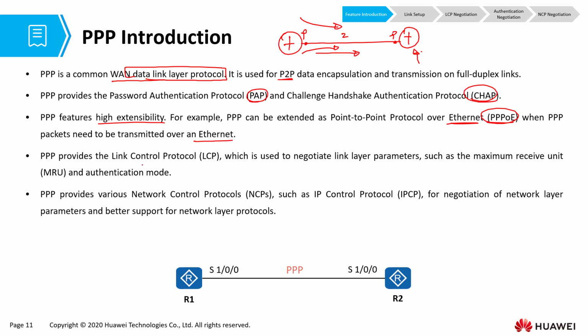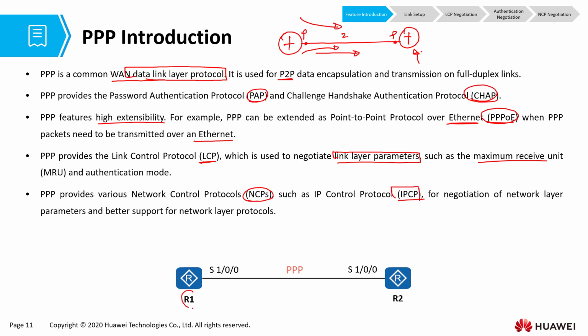Point-to-point protocol also provides LCP, or the link control protocol, which we use to negotiate link layer parameters. We're going to look at this process in a moment, such as the maximum receive unit and the authentication mode. Point-to-point protocol provides various NCPs, or network control protocols, such as the IPCP. This is the network control protocol that's used for negotiating IP parameters if the network layer protocol is IP, which is the case for this course, this chapter.